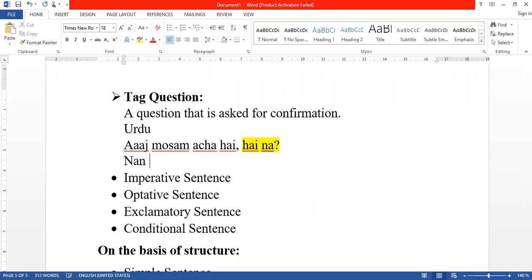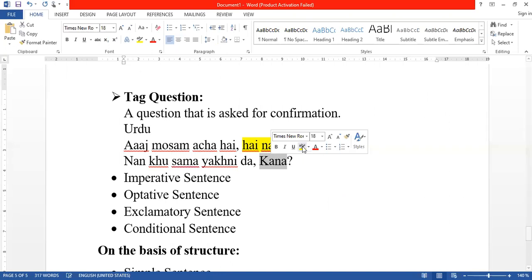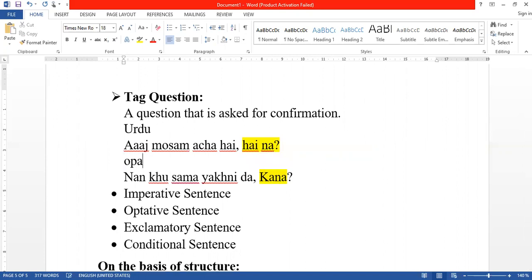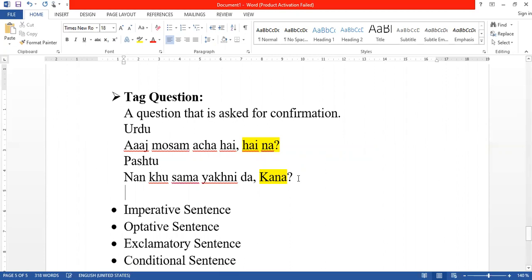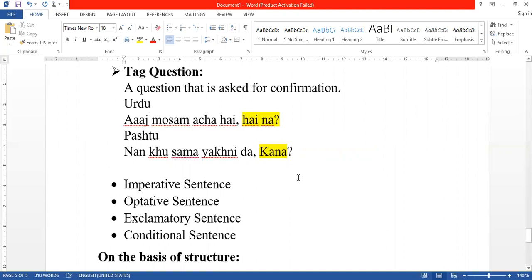Similarly in Pashto you say, nan kho sama yakhnida, kana? So this kana is a tag question in Pashto, right? So similarly you use these structures in English and Pashto too, but we do not have a proper word for these types of questions in Urdu and Pashto, but we have it in English, right?